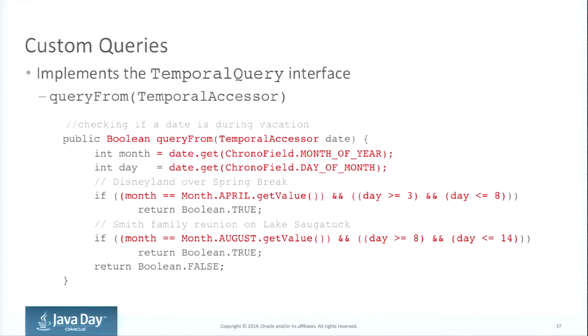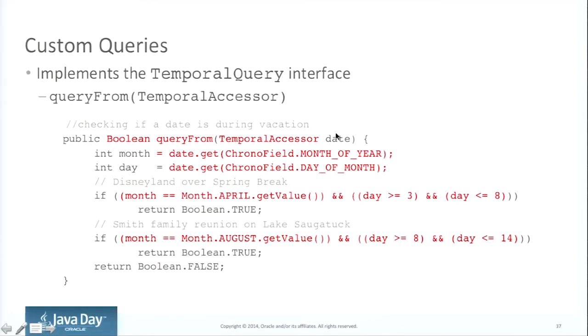You can create your own queries, and this is when things get nice. For example, if you provide a date, you want to know if that day happens during your vacation. You have two vacations in the year. One, you're going to Disneyland for spring break, and the second one is just a family reunion. When you do custom queries, again, there's one interface, TemporalQuery, and one single method to implement, queryFrom. This is an example of queryFrom for that particular requirement.